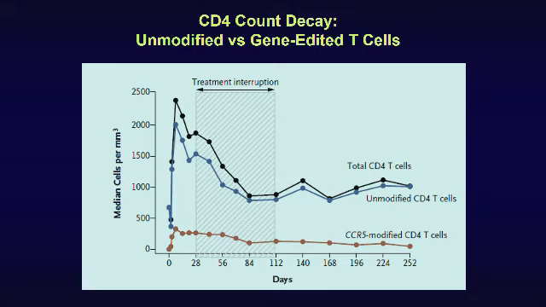Here's looking at the CD4 count decay, and again, we're looking for the selective survival of the CCR5 modified cells compared to all cells. And all you have to do here is compare the slope of the CD4 counts during the drug treatment interruption. Remember, virus is coming back, so we expect the CD4 counts to come down. And compare this slope to this slope, and you can clearly see that it's different.